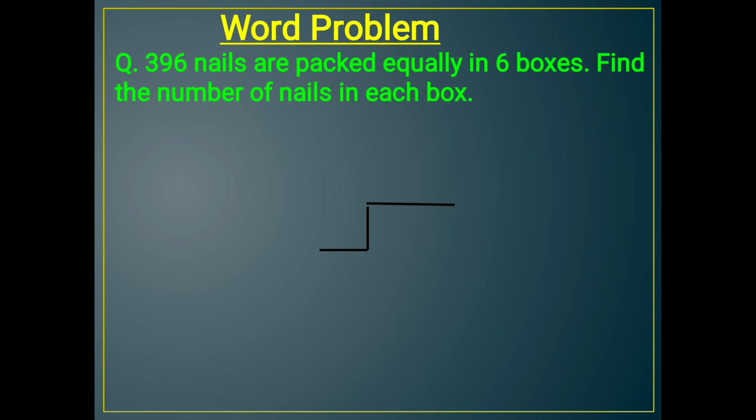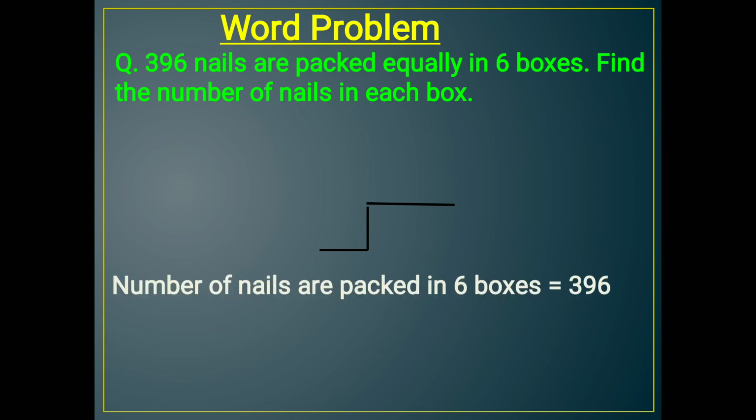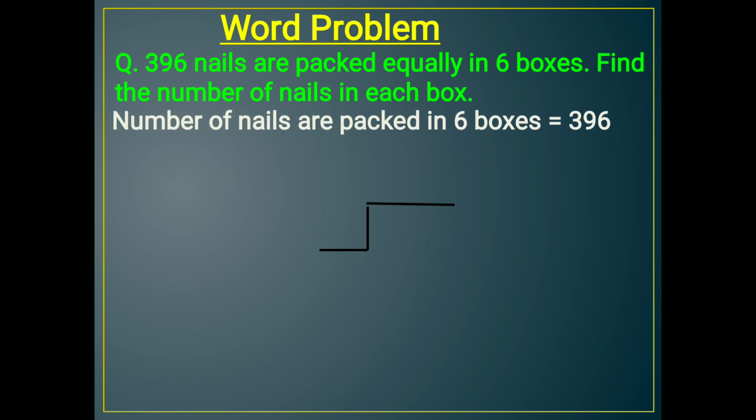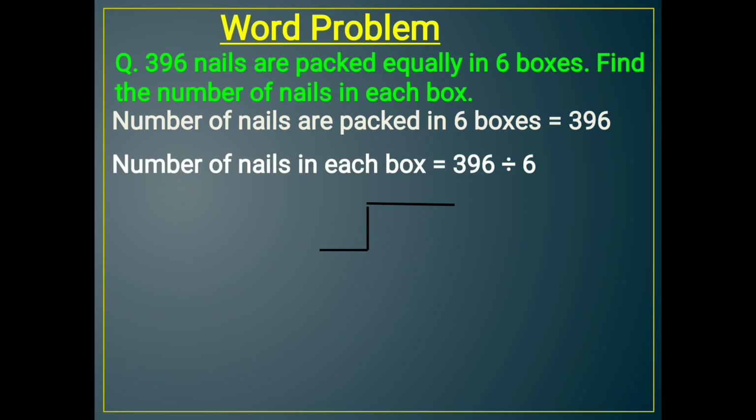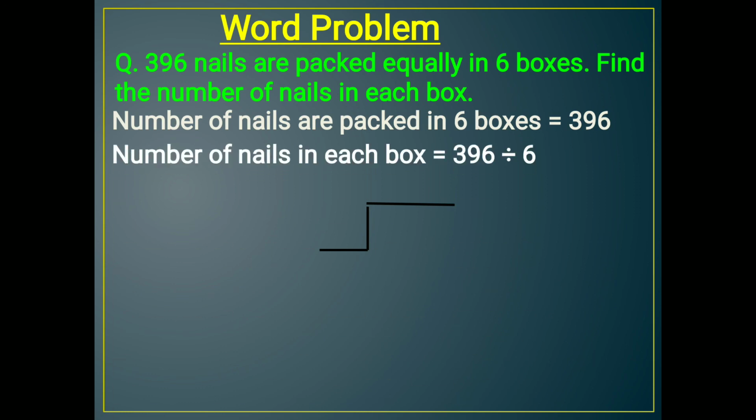Now, word problem. Students, you know that a word problem should be solved with the proper statement. So, let's see the question. Question is, 396 nails are packed equally in 6 boxes. Find the number of nails in each box. So, first we will write the first statement. Number of nails packed in 6 boxes is equal to 396. And second statement you will write number of nails in each box is equal to 396 divided by 6.